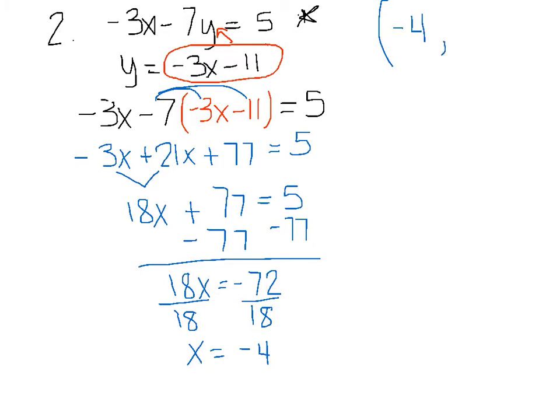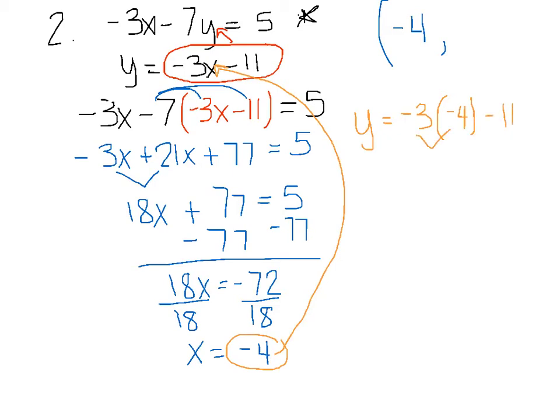So I'm going to take my negative 4, and I'm going to go back to one of my originals, and the one that looks easier to me is the second one. So I'm going to put it in for this x up here by the 3. So follow that orange arrow. So this equation will be y equals negative 3, but instead of an x, I'm going to write negative 4 minus 11. So negative 3 times negative 4 is 12. 12 minus 11 is 1. So my y value is 1.